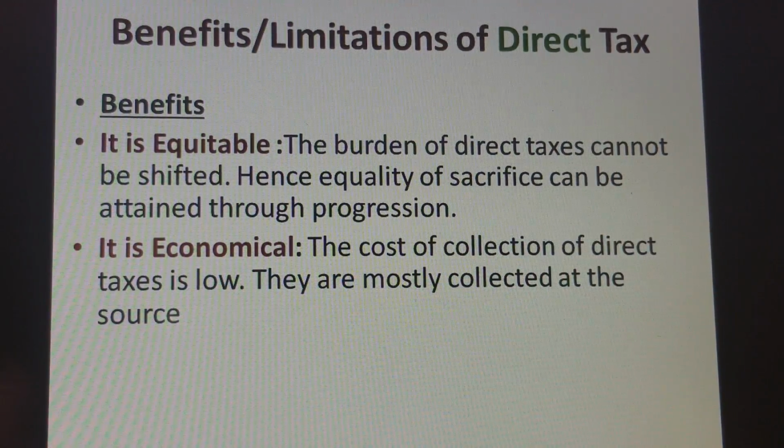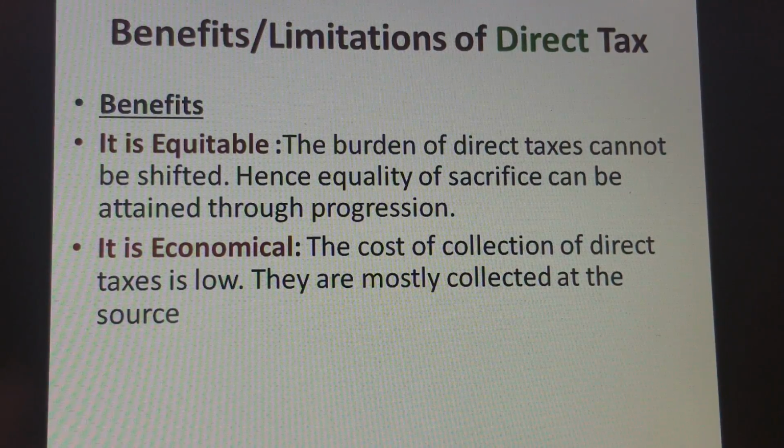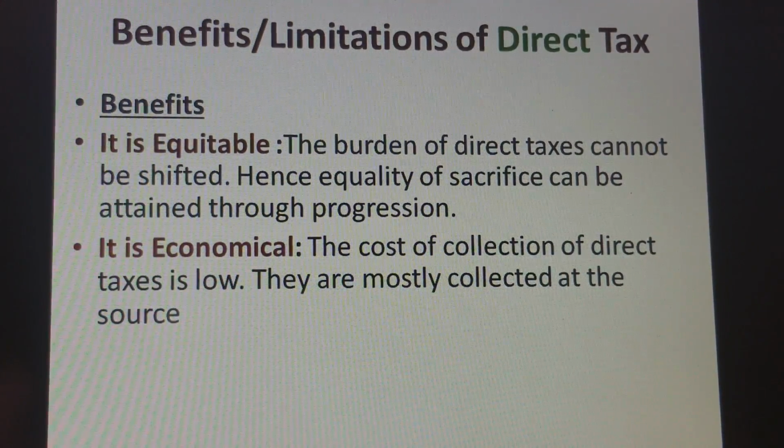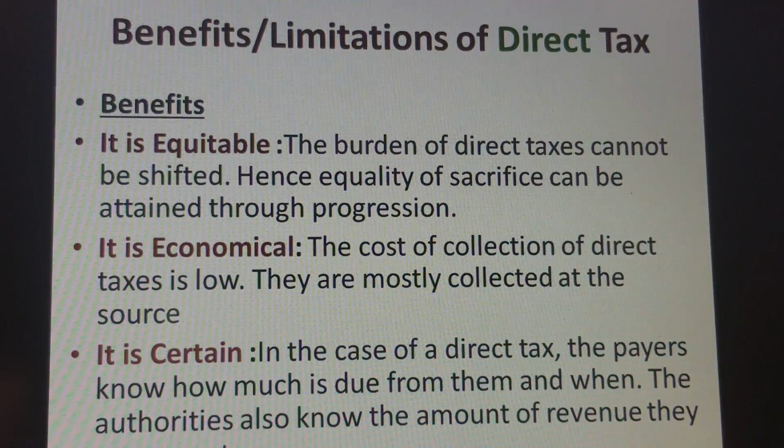It is economical. So direct taxation is economical. That means the cost of collection of direct taxes is low, right? Why? Because it is a tax that is taken at source. So the government doesn't have to spend a lot of money to collect those taxes. And they are mostly collected at source, as I said before.